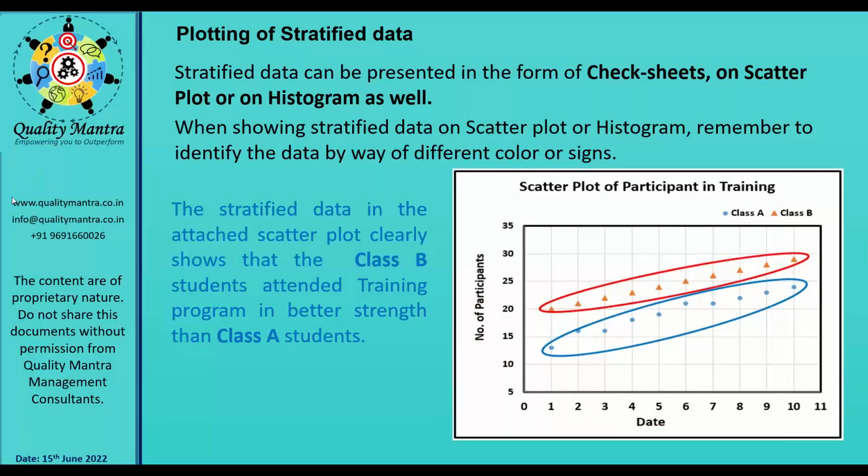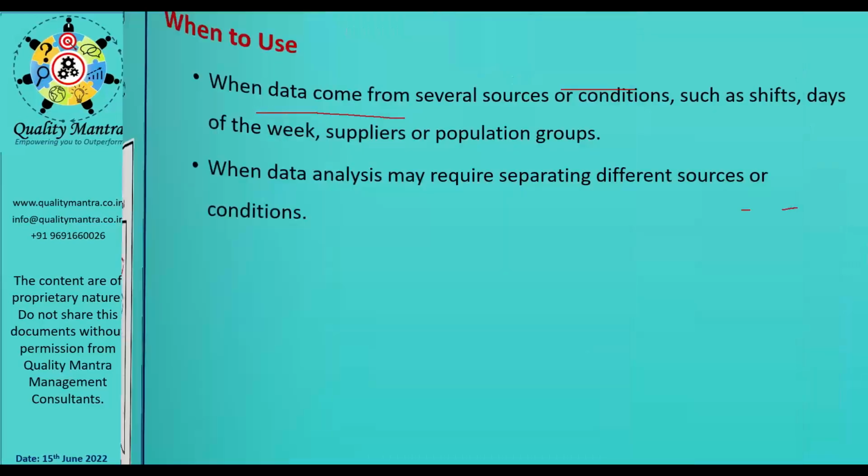How are you going to plot the stratified data? Stratified data can be presented in the form of check sheets, on a scatter plot, or a histogram. It is just showing the data. Now, when you show the stratified data, as I told you, you have to make different categories. If you are doing it on a scatter plot or a line chart, this is the data of class A in a different color, class B in a different color. Basically you need to distinguish, because when you present it in front of people, they should easily understand.